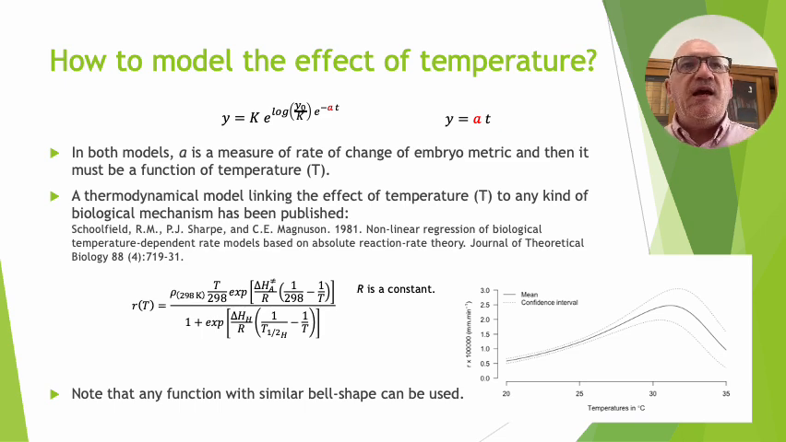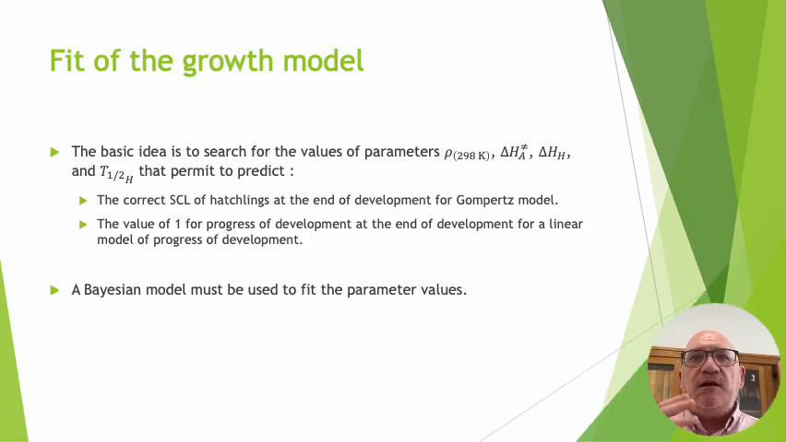You can use any function with similar bell shape. I have no problem about this. The importance is that you must have an equation that can be changed by the value of the parameters. Here we have four parameters: rho, delta H A, delta H H, and T half H.